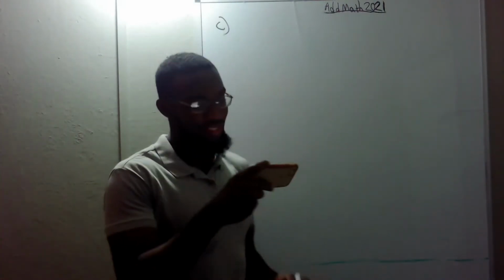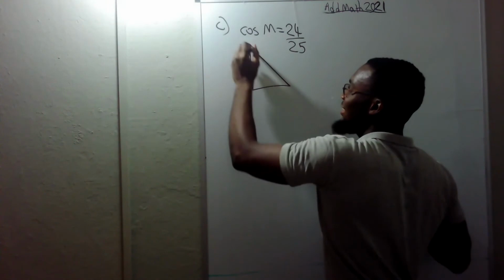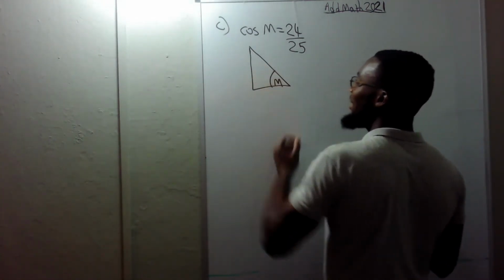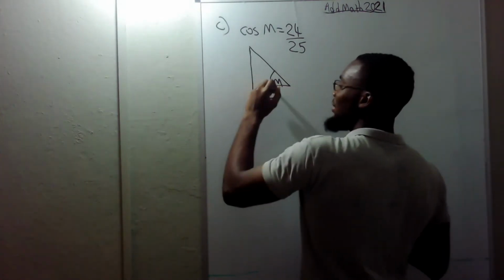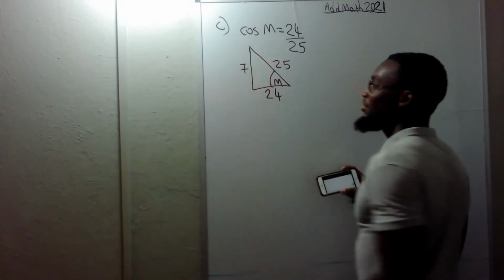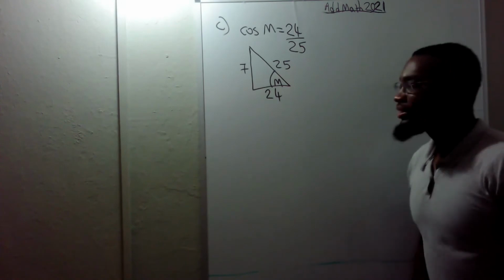Alright, guys. Part C says, given that cos of m is 24 over 25, automatically I can see that this is a triangle. Look at that, guys. It's a triangle where this is the angle M. The adjacent is 24, the opposite is 7, and the hypotenuse is 25. You probably say, oh, we just know the opposite is 7.